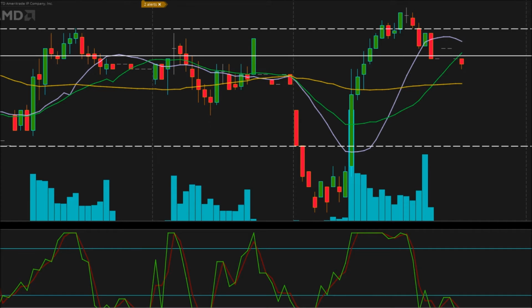This time we're taking another look at ticker symbol AMD. That's Advanced Micro Devices Incorporated. The chart we're looking at here today is a 30-minute chart, each candlestick representing 30 minutes of trading. I think I almost said 15 minutes, but it is a 30-minute chart indeed.